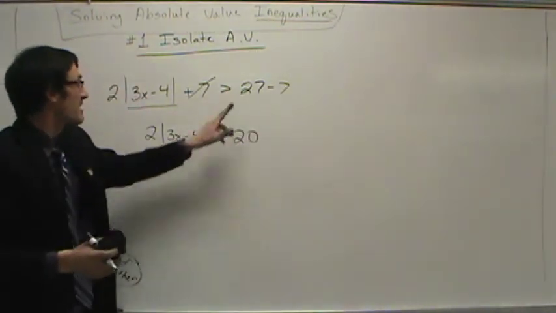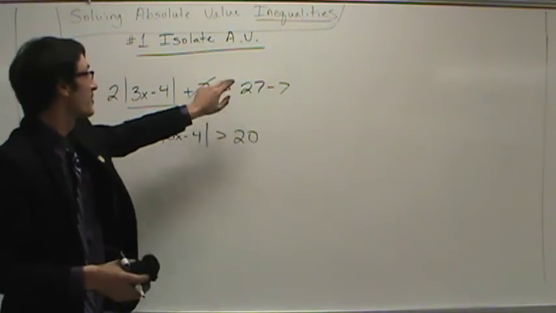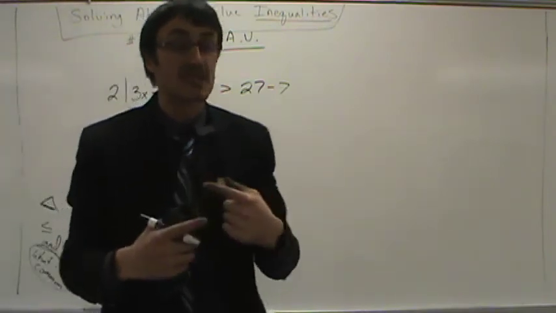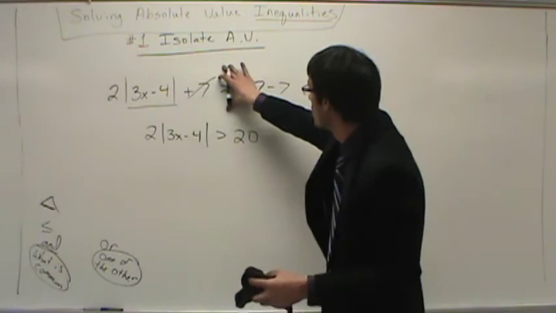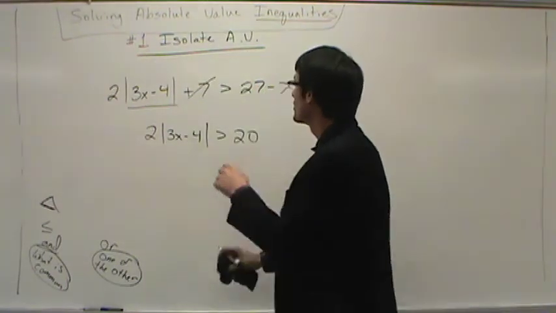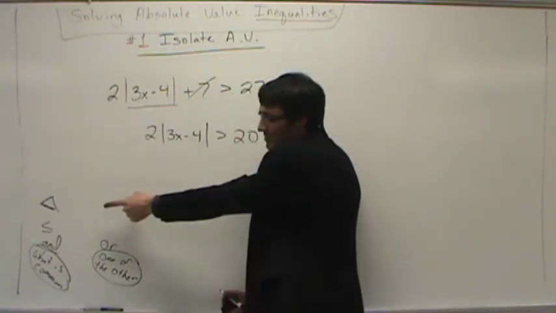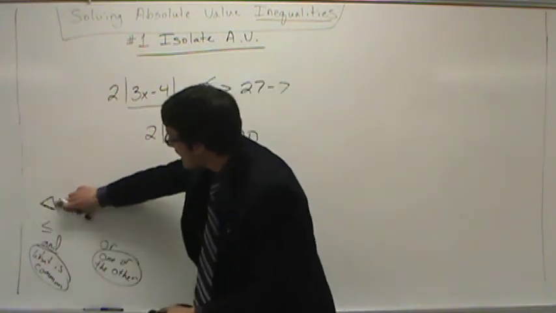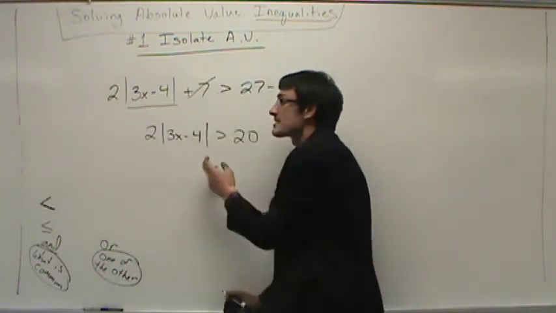Hold on, question, is this and or or? Hopefully what you're supposed to say is, I don't know yet. I don't know why, because the absolute value is not isolated. When do we check for and or? When do we use this trick? We use this trick when the absolute value is isolated.